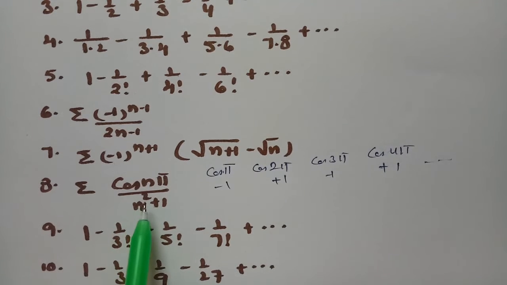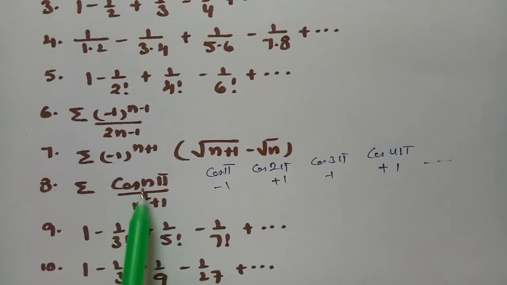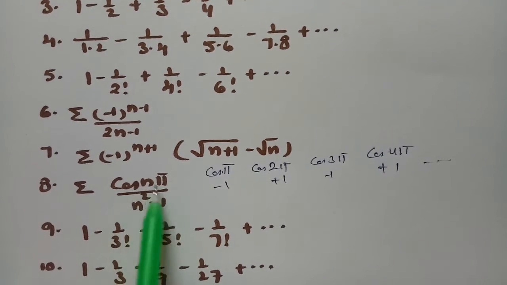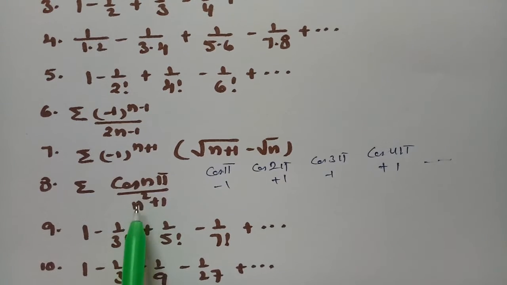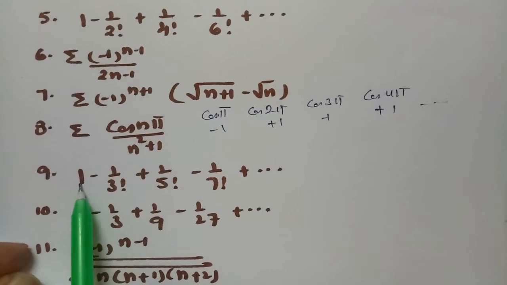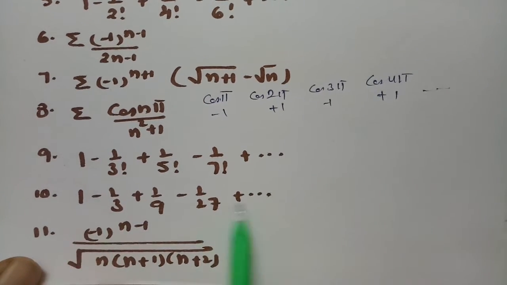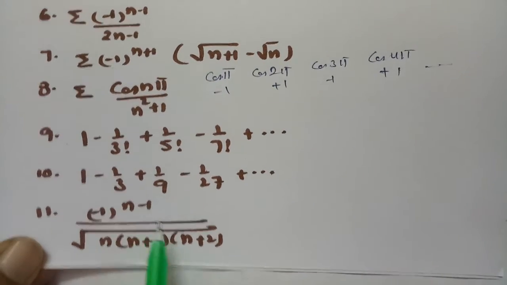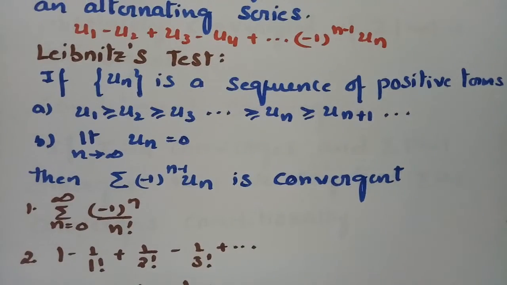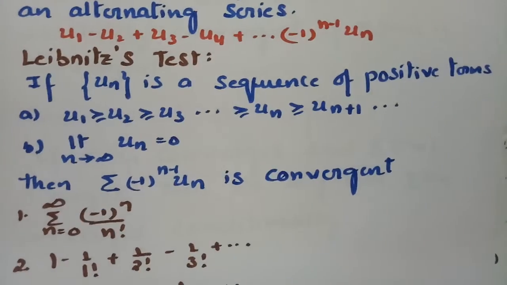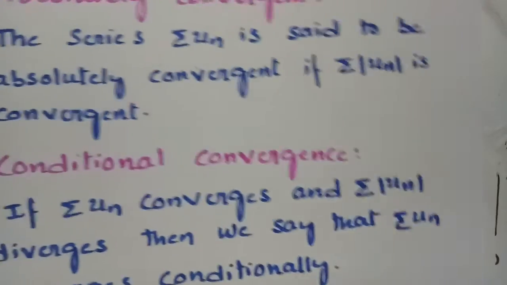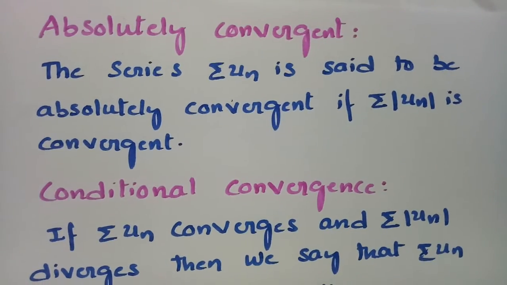It should be a decreasing function and the limit of 1 by infinity should be 0. It is obviously 0, and according to the Leibniz test, we say that this is convergent. So this is plus, minus and so on. This is also the Leibniz test, alternating series. This is the way we have to remember: for every alternating series, we have to apply the Leibniz test.